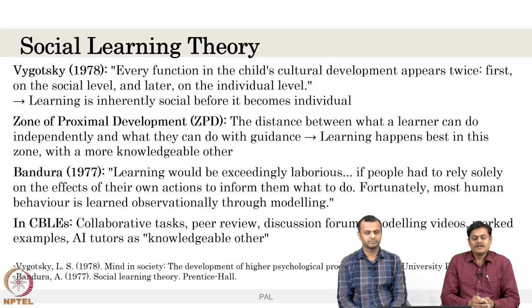So in CBLE, collaborative tasks, peer review, as I mentioned, discussion forums, modeling videos, worked examples, and AI tutors, as sir mentioned, are all considered more knowledgeable others in that zone of proximal development, which can handhold the learner and take that learner ahead in learning with the help of social learning theory. When we say social learning, it doesn't always mean there are many humans in the learning process. It can be a scaffold through technology, which is AI tutors in some cases.